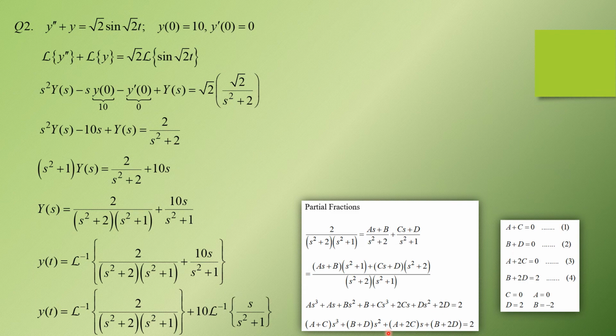Then the coefficient of s squared, compare left side with the right side. B plus d on the left side is the coefficient for s squared. There's no s squared on the right. That means b plus d must be 0. This 0 is the coefficient of the s squared on the right side.